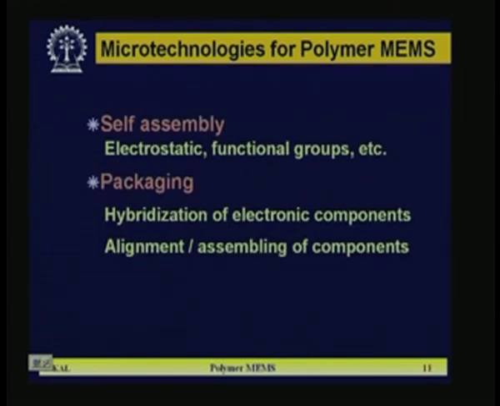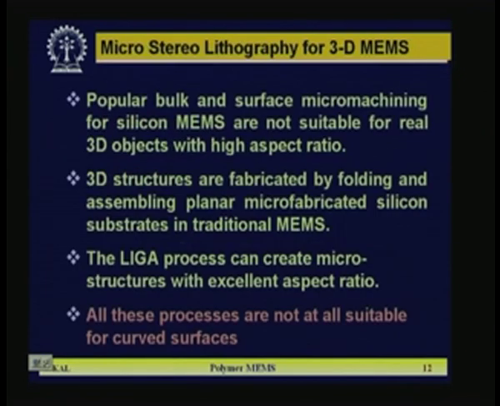What are the other micro technologies? Self assembly and packaging. Self assembly involves electrostatic functional groups. You have to assemble those different parts; some are purely mechanical, some are electrostatic in nature, some are functional groups like, say, the ferroelectric property or piezoelectric property. So, those things are properly assembled to get the complete microsystem. And lastly, packaging, hybridization of electronic components, alignment, assembling of components, those are the issues in case of proper packaging of those polymer devices.